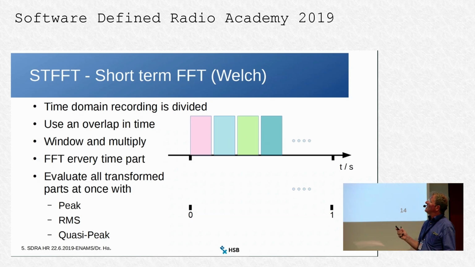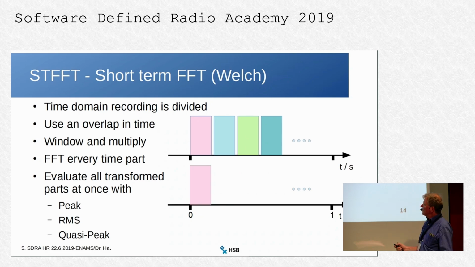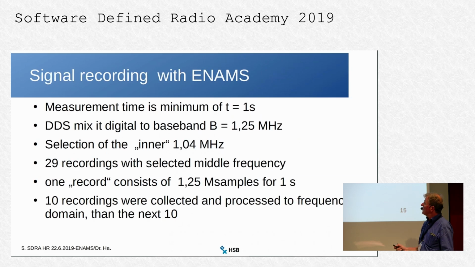We use a short-term FFT with the algorithm of Mr. Welch. The time domain recording is divided into windows overlapping in time. We are windowing and multiplying the time domain, make an FFT every time, and evaluate all transform parts at once with peak, RMS, and quasi-peak. And when I click on, you will see the first measurement of frequency over time. And you see this is an overlapping of two time samples. And the next, and so on. This is the typical Welch algorithm.